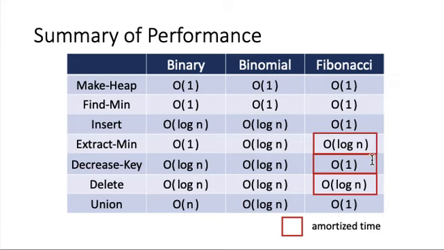For extract min, decrease key, and delete, we have proven these are amortized costs. For extract min, order log n. For decrease key, order 1. And for delete, we change the value of a node to minus infinity, so we perform a decrease key and then an extract min. In that case, it can be done in amortized order log n.